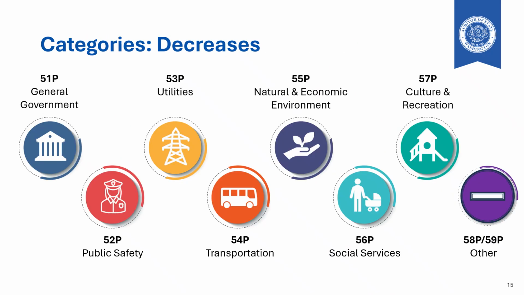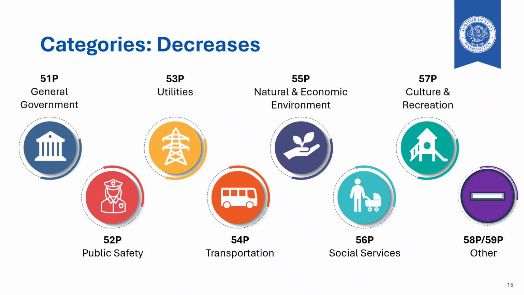Here is a visual list of the different categories and functions of expenditures and other decreases. You can see that they all start with the digit 5, which indicates expenditures or other decreases. Then the second digit is what identifies the function and activity.